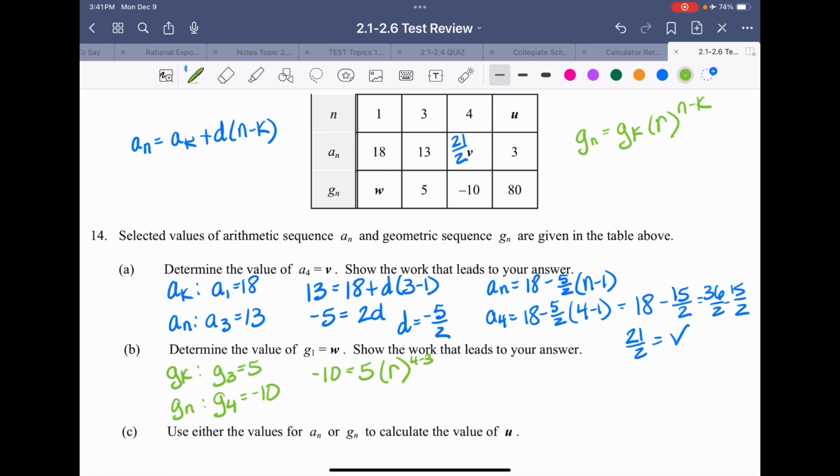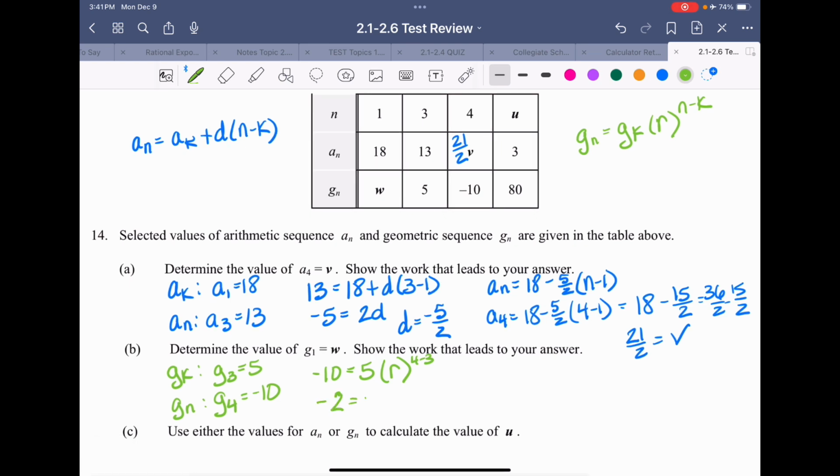power. So when I divide that, I'm going to get negative 2 is equal to r to the first. So that is my r. So G sub n then is equal to G sub k, which is 5, times negative 2 to the n minus 3 power.